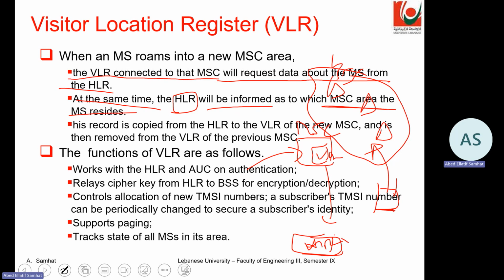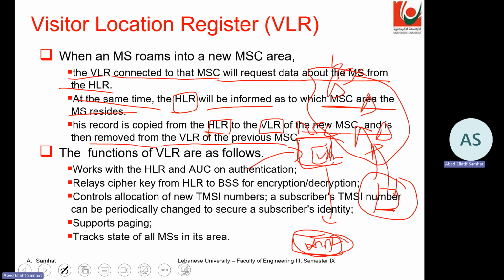So when receiving this request, the HLR is informed that this mobile station is moving to the location area of this mobile switch center. In this case, its record is copied from the HLR to the VLR of the new mobile switch center, and is then removed from the VLR of the previous one.